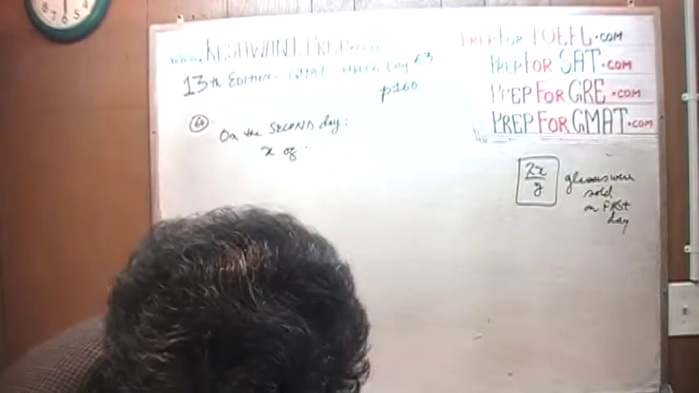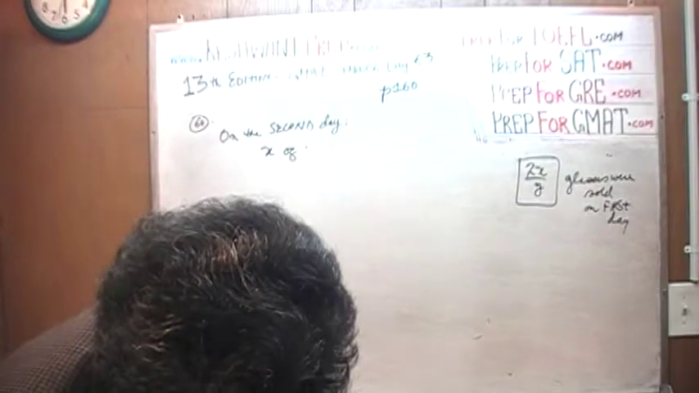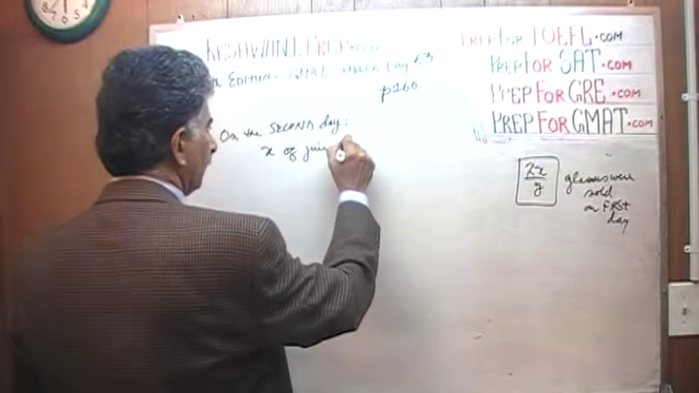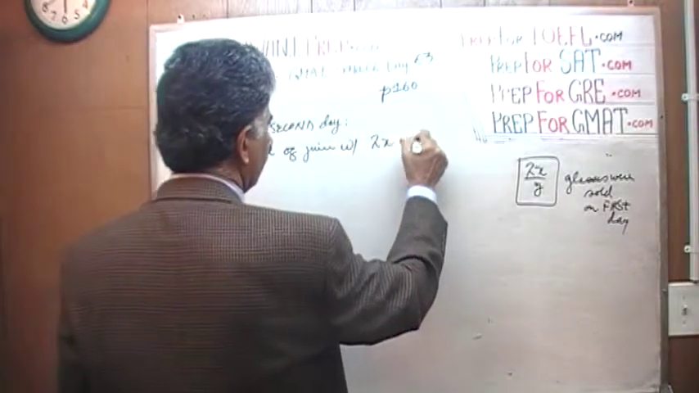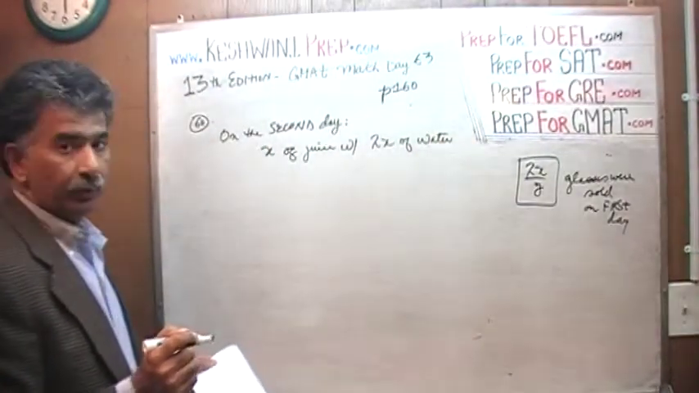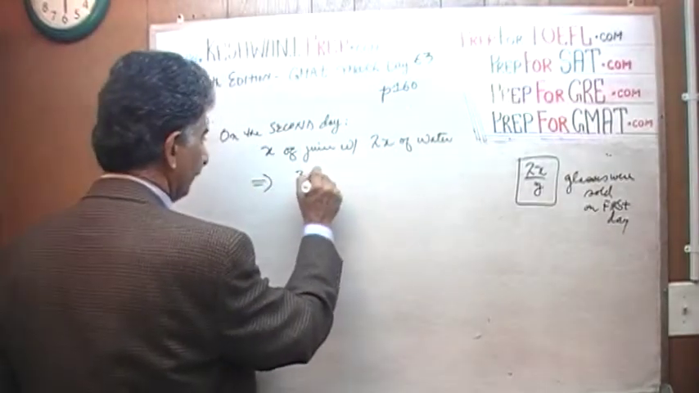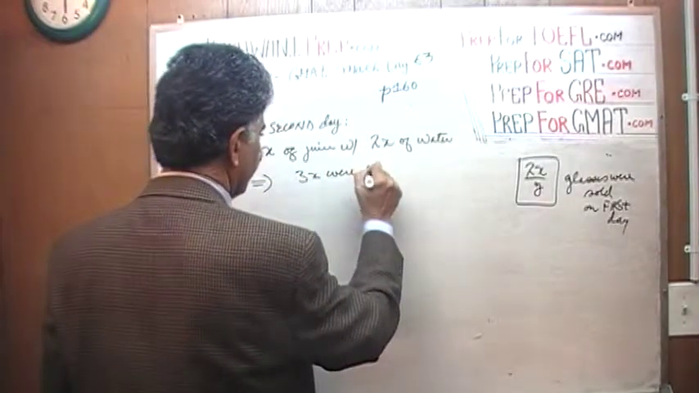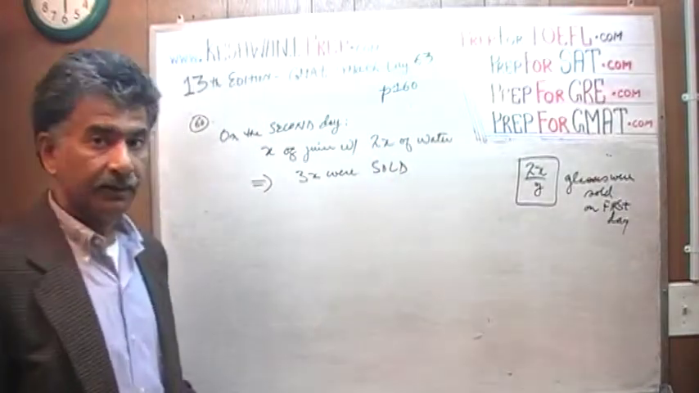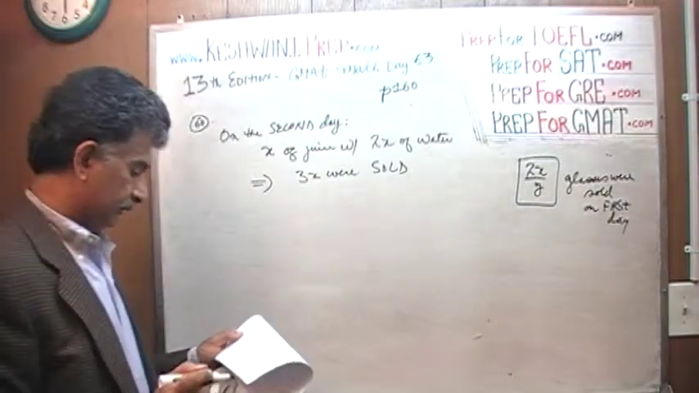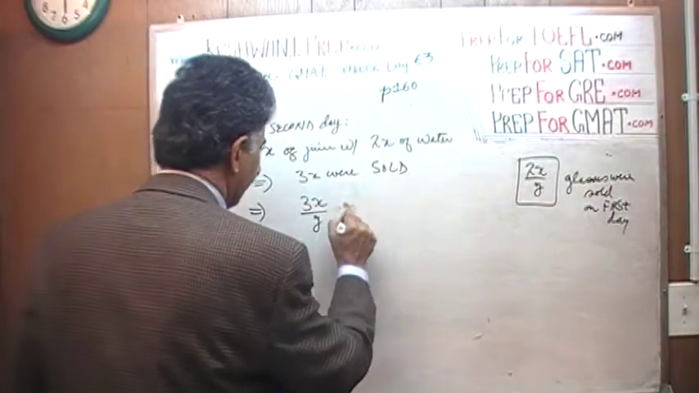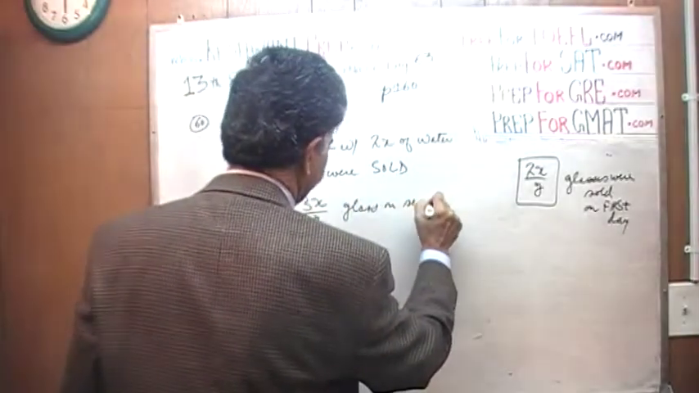On the next day, the solution was made by mixing the same amount of orange juice with twice the water. Alright, so on the second day we have x ounces of juice with 2x ounces of water. In other words, 3x ounces were sold, because we are told that everything that he made, he managed to sell all of it on both days. That implies that he must have sold 3x over g glasses on the second day.